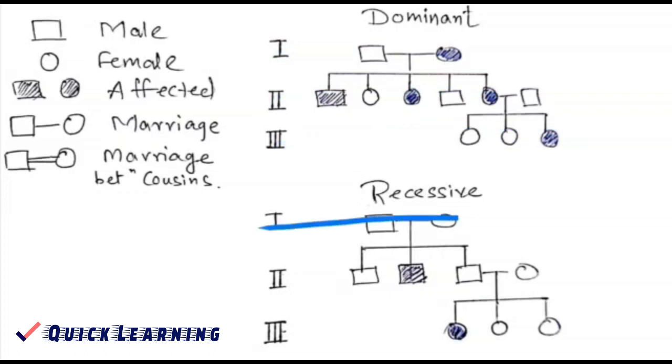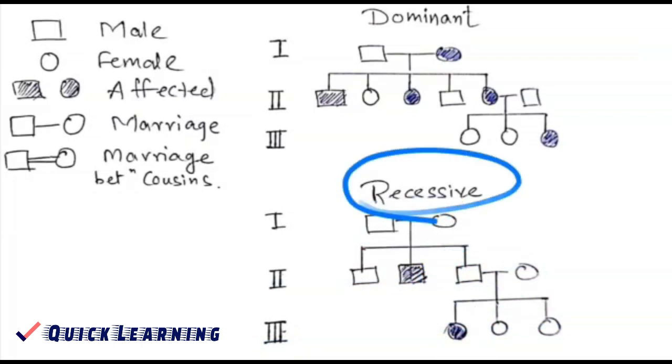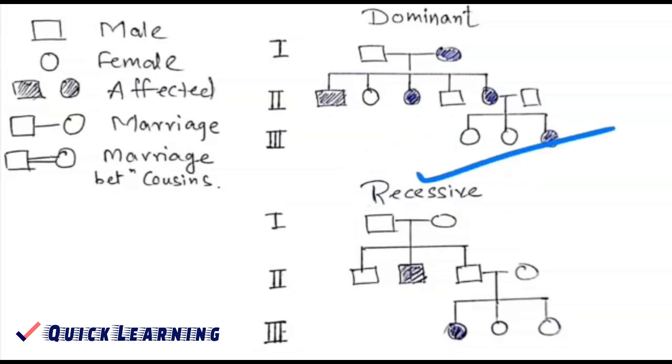But in case of the recessive, the first generation is not having any affected, the second is having, the third is again having. But in case of the second, their parents are not affected. So ultimately not affected, then affected. So this is the case of the recessive. In this recessive type of pedigree, here recessive type of inheritance, generations are skipped.